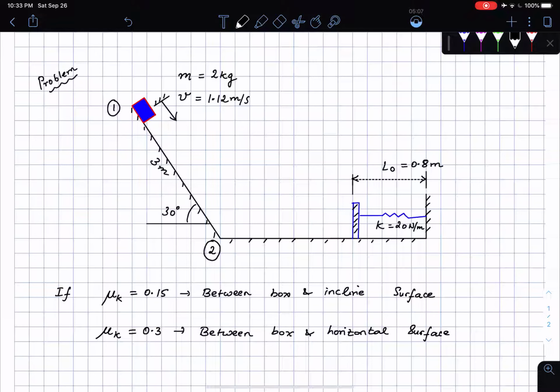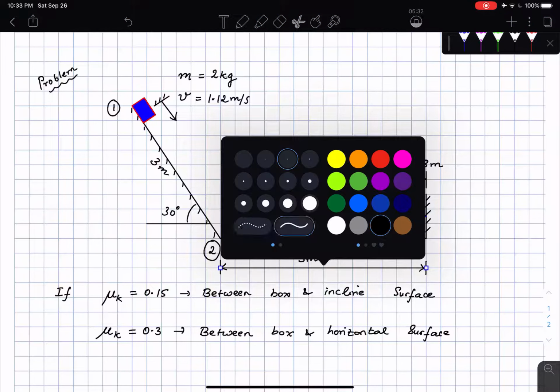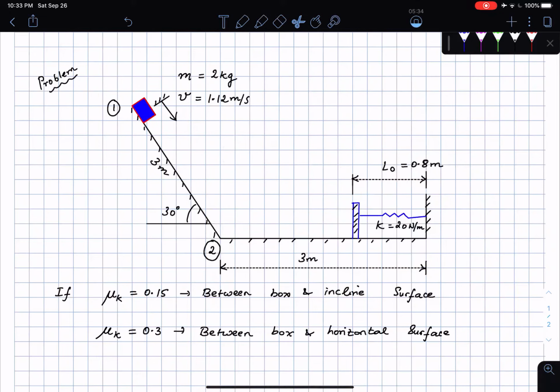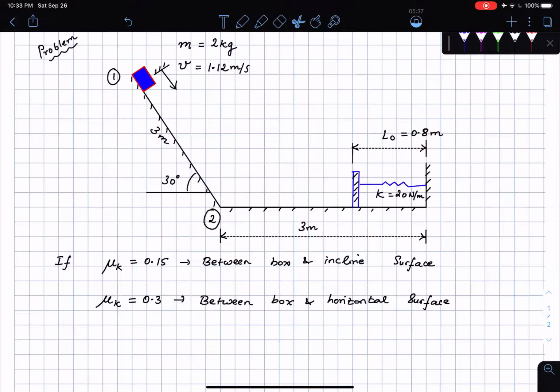So this is 3 meters here, and then I'm told that the total length of this horizontal portion is also 3 meters. Let me mark that distance right here. This distance, starting from here all the way to the fixed wall, is given to me as 3 meters, and let me draw this as a dotted line because it's a dimension.